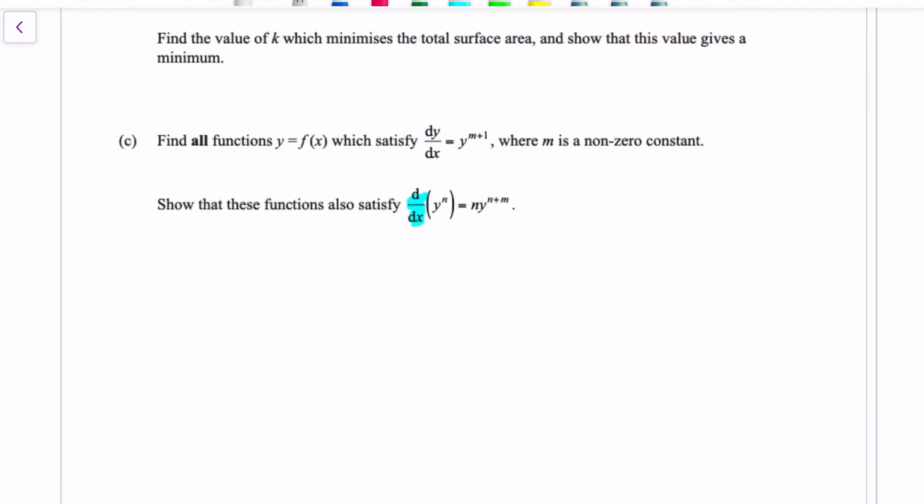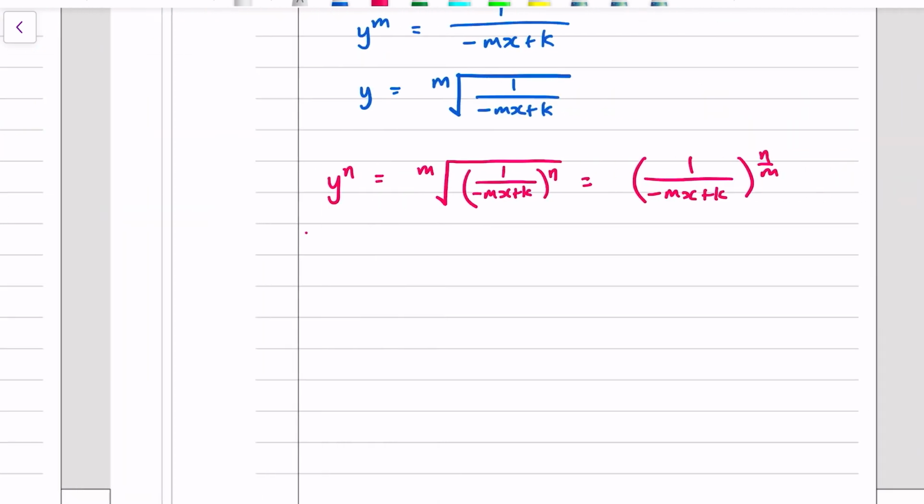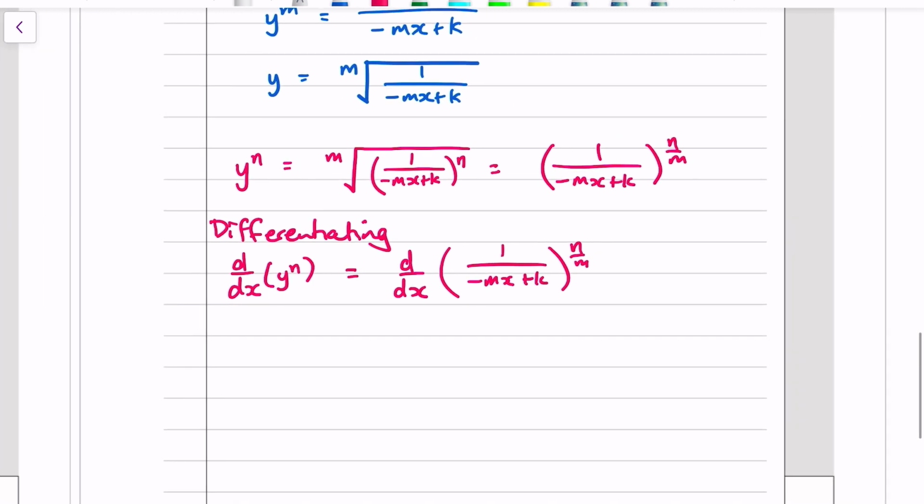And now it's asking us to differentiate this. Okay, original problem here says d dx of that equals n y to the n plus m. So we could go and differentiate. D dx of y to the n is the derivative of the stuff on the right hand side. Writing this in red because actually I don't think you should do it this way. But if we do, we're going to drop the n over m down the front and leave the stuff in the middle the same. We're going to write n over m minus 1.